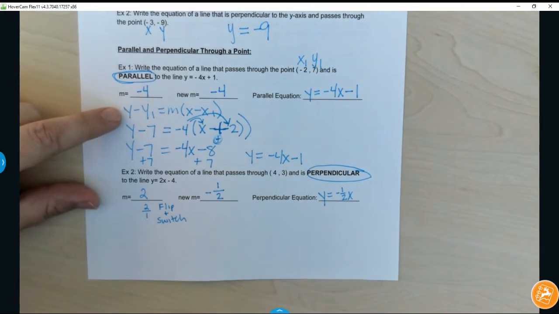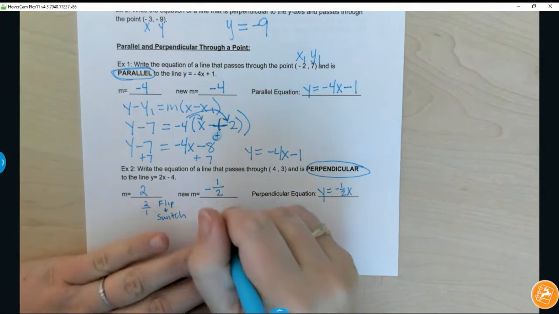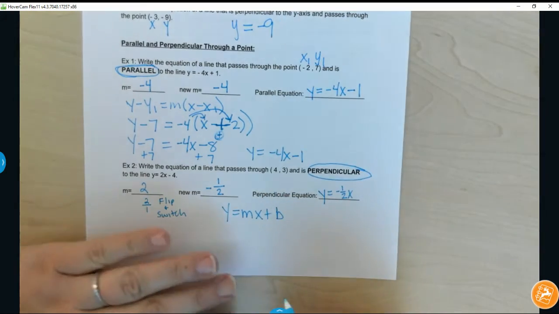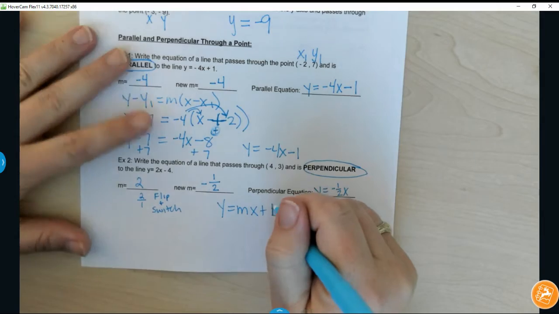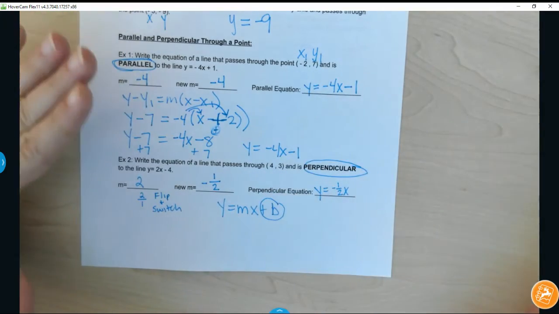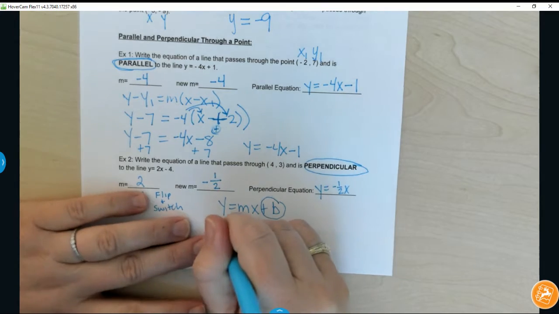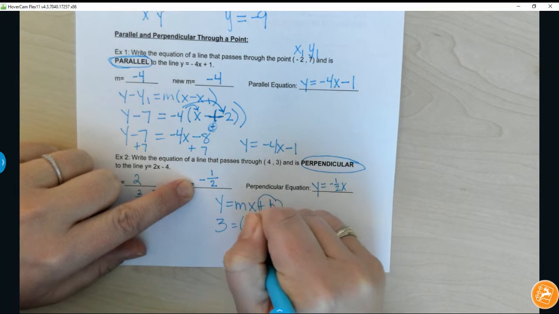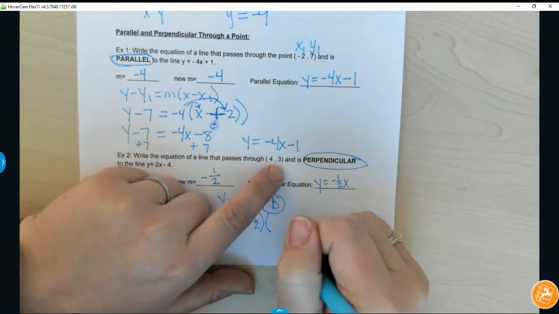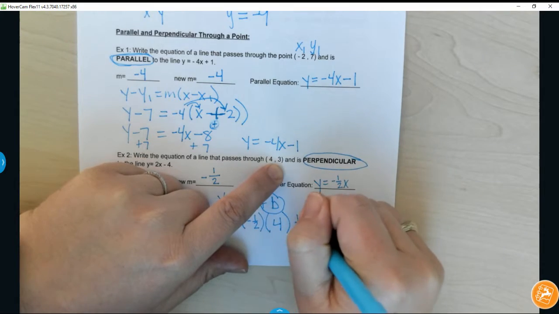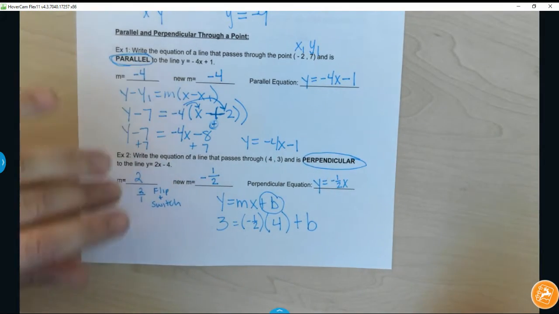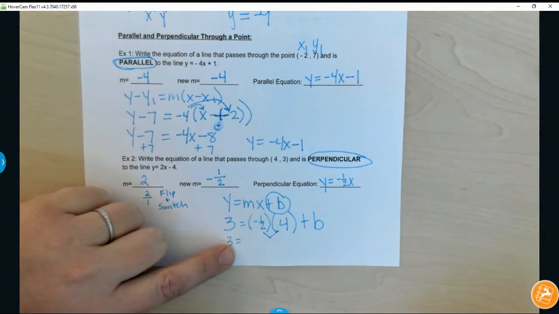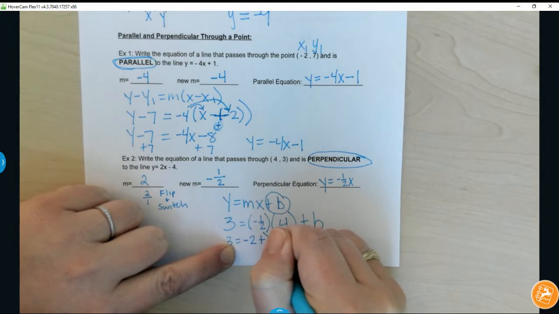So on the last one, we used the point slope form. This time I'm going to actually use that slope intercept equation because I have all the information, and I can plug it in and find what b is going to be. So my y value is 3 from right here equals my slope, negative 1/2, and my x is 4. And I don't know b, so I'm going to put plus b at the end. Negative 1/2 times 4, that's going to give me negative 2 plus b.